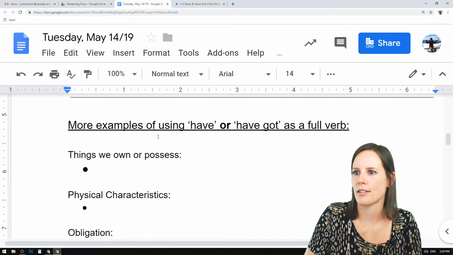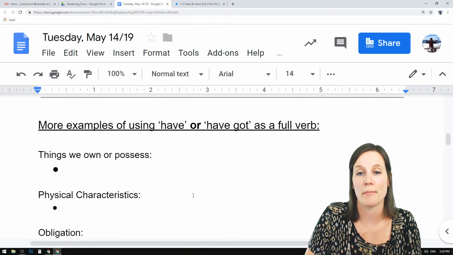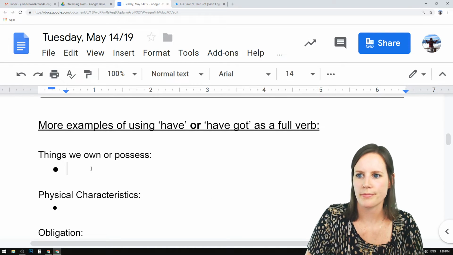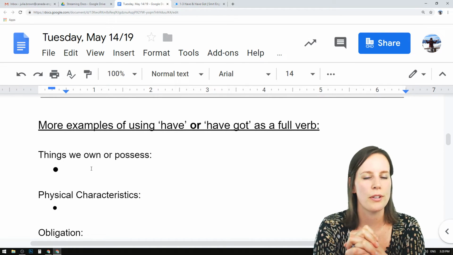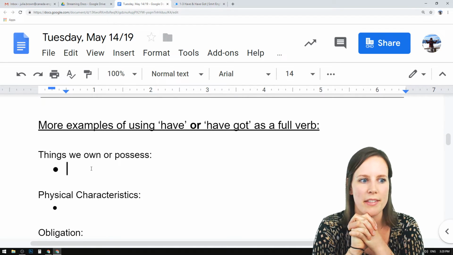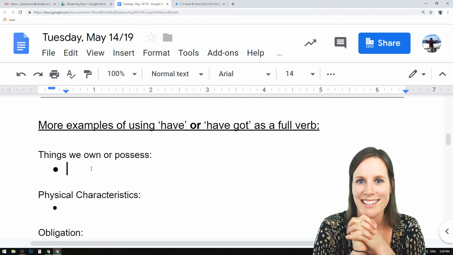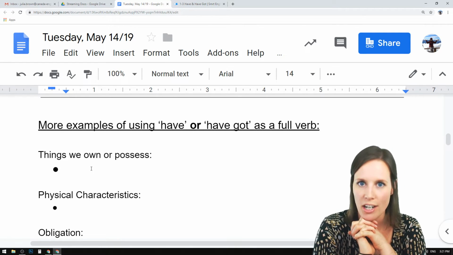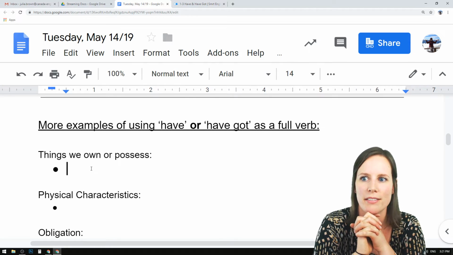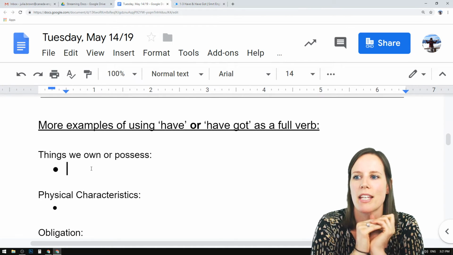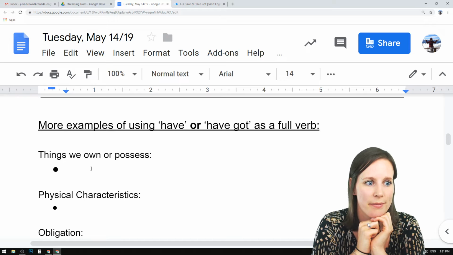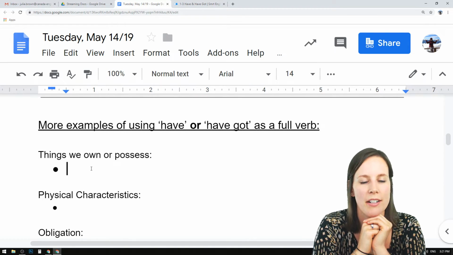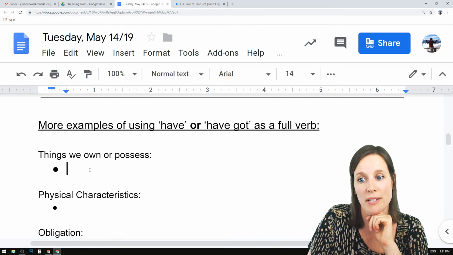And we're going to come up with our own examples that fall under each category. Okay. So, things we own or possess. Let's come up with some nice examples using have got or have, okay? But let's focus on both. It could be a question or a sentence. And for the moment, we are going to focus on things we own or possess, okay?